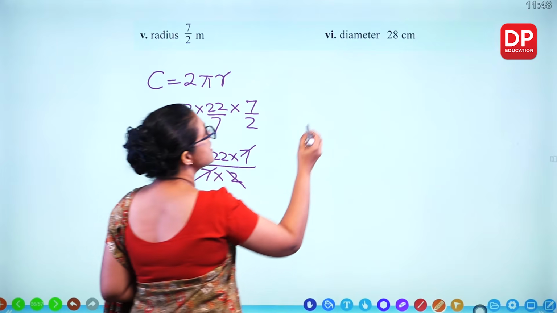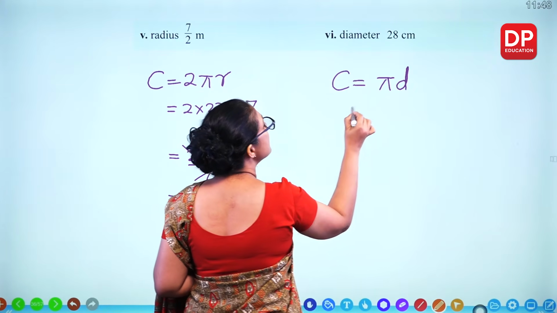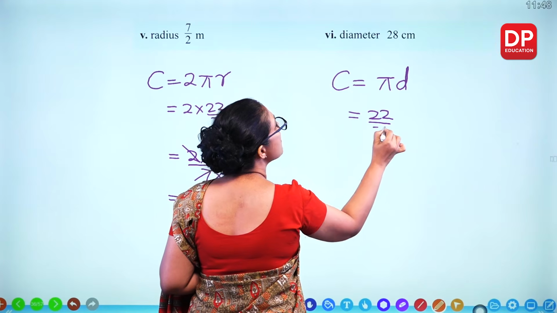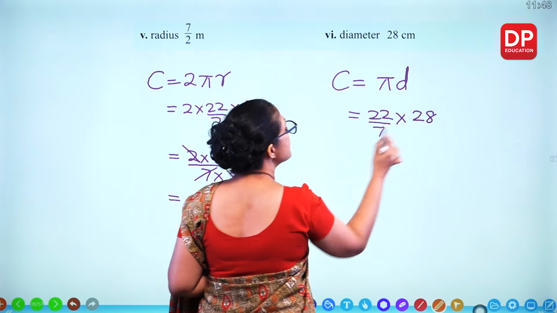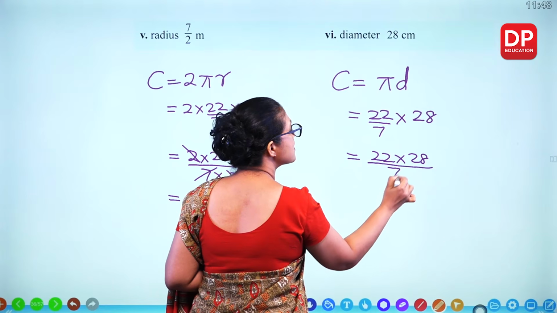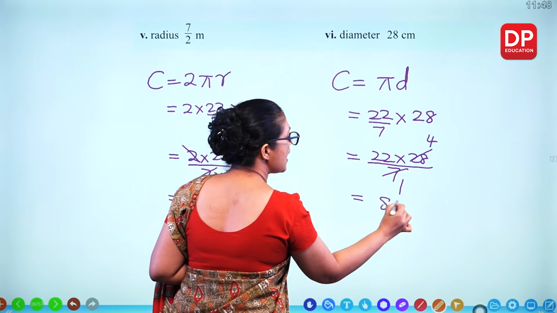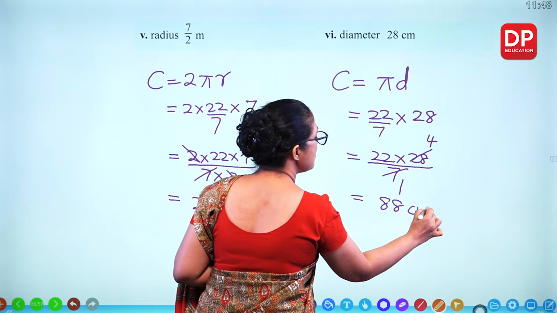Diameter is 28. So what's the formula? You can use pi d. Pi is 22 over 7 times 28. So you can write 22 times 28 over 7. 7 times 1 and here 4. You get 88 centimeters.